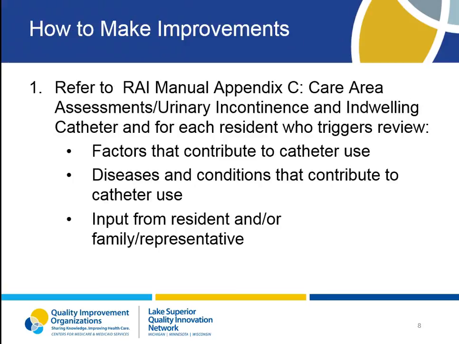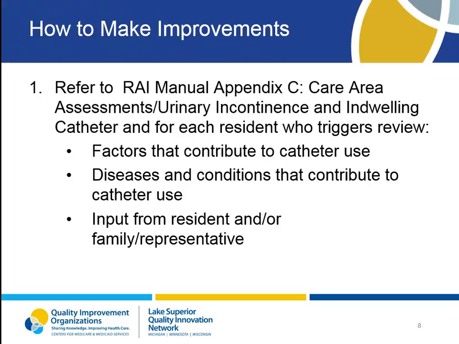To help identify what your team can do to improve this quality measure, refer to the RAI Manual Appendix C to find the care area assessment for urinary incontinence and indwelling catheter. The care area assessment process provides a framework for guiding the review of triggered areas and clarification of a resident's functional status and related causes of impairments. It also provides a basis for additional assessment of potential issues, including related risk factors.